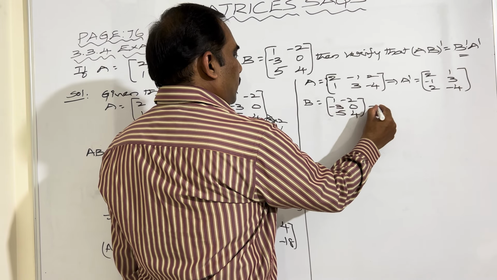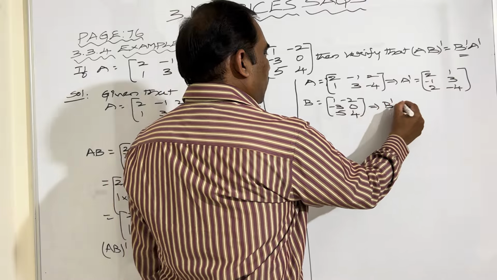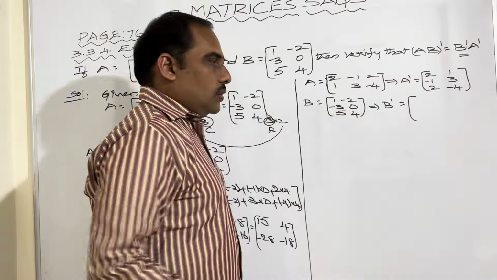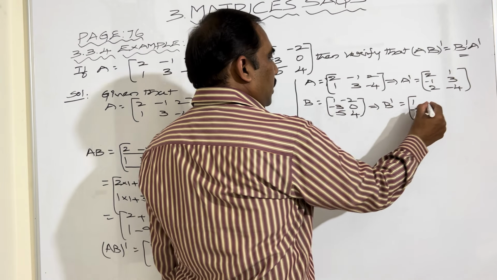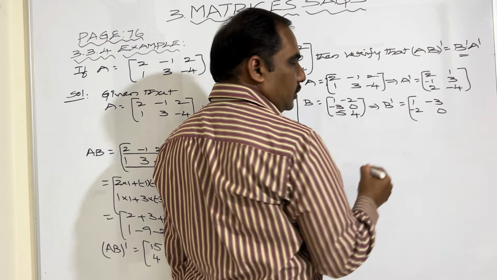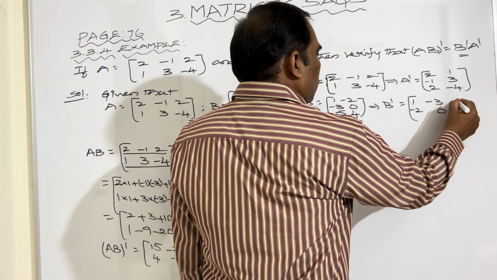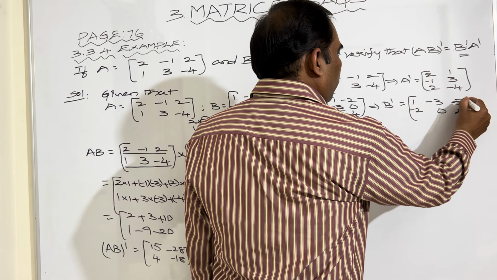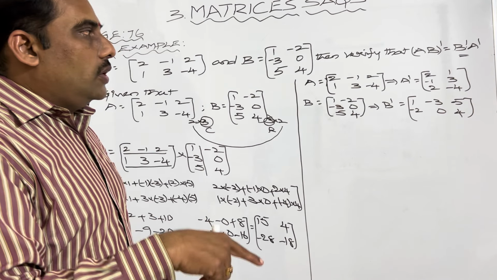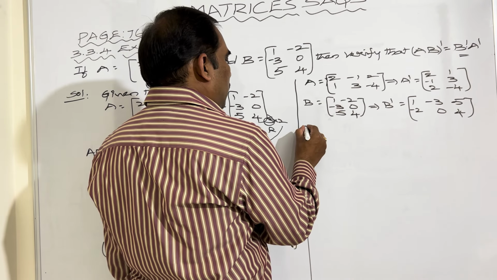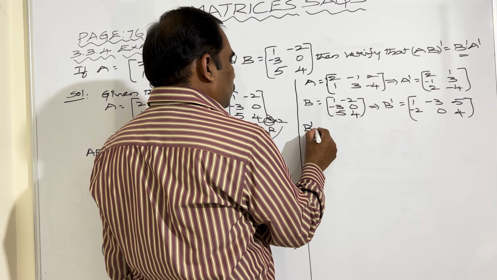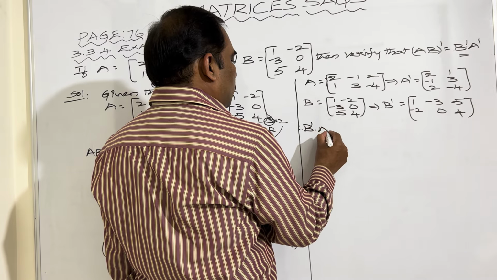Again, the transpose of B: B transpose is equal to, first row written into the first column, 1, minus 2, second row written into the second column, minus 3, 0, and third row written into the third column, 5, 4. So now we have to find B transpose into A transpose.